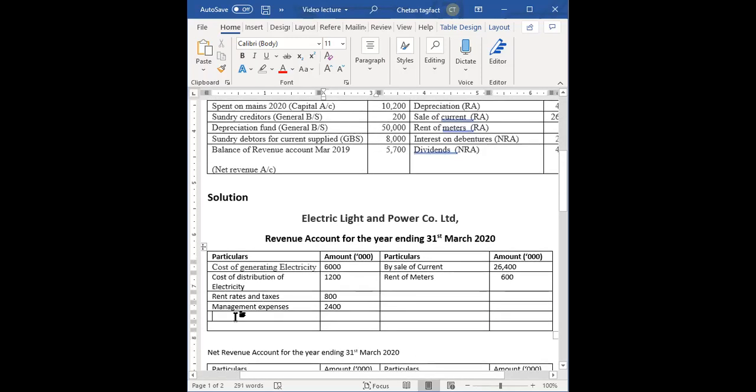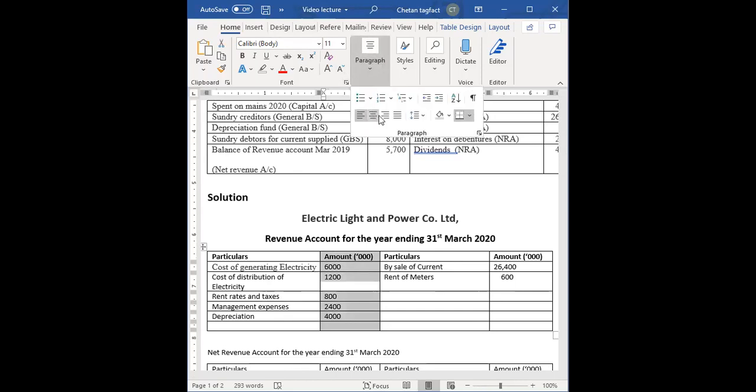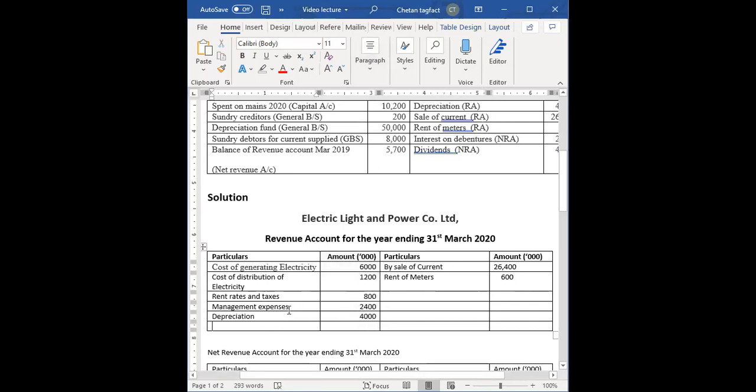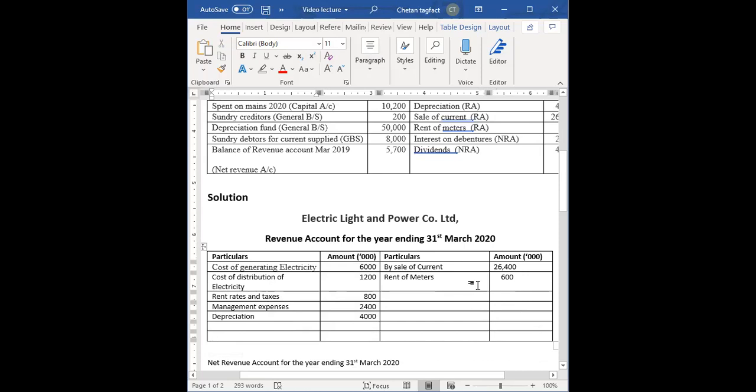Then we have depreciation. It amounts to 4,000. And then I think only this much we have to take here. So now we can go for balancing it, and we will get a balancing figure. So if you are going to balance this.